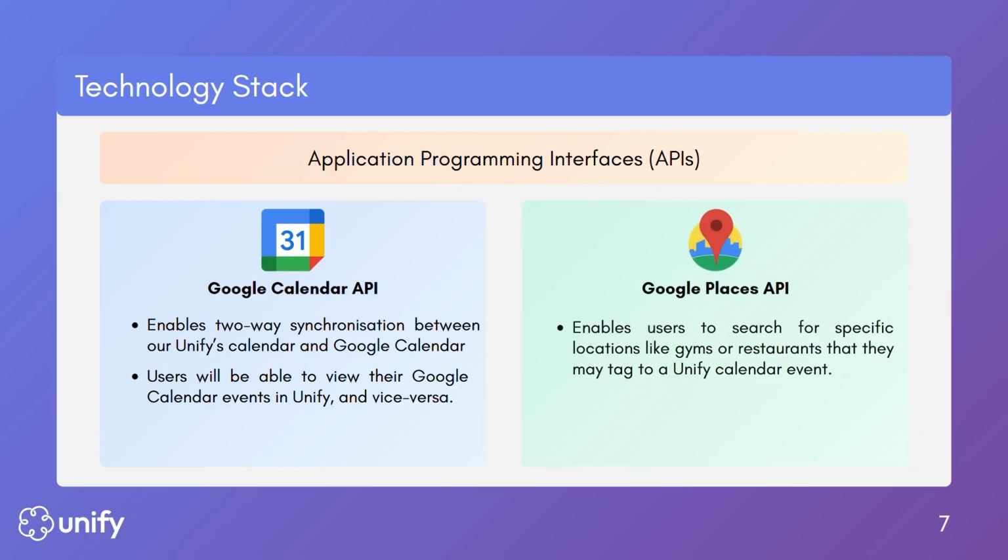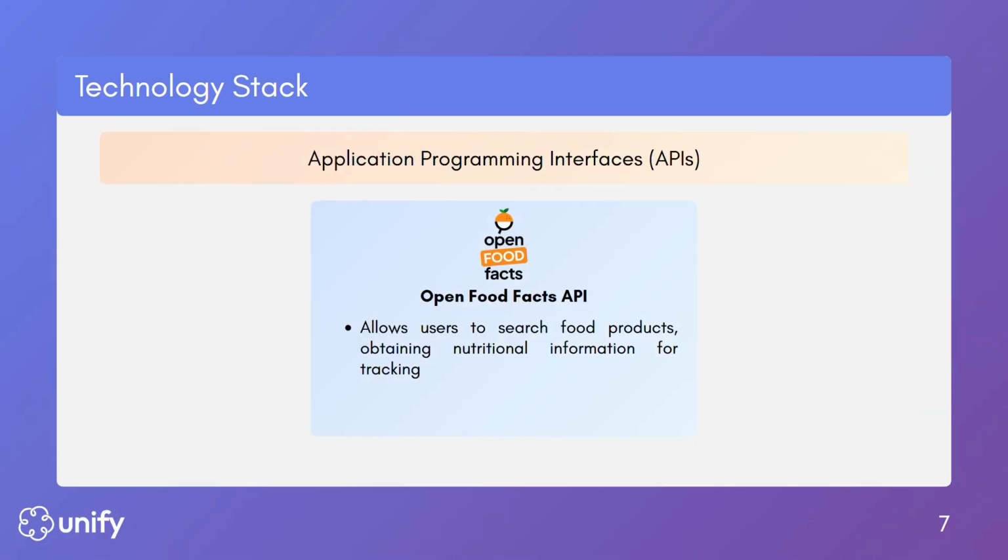We also used the Google Places API, which enables users to search for specific locations like gyms or restaurants that they may tag to a Unify Calendar event. We also use the Open Food Facts API, which allows users to search for food products, obtaining nutritional information for tracking.